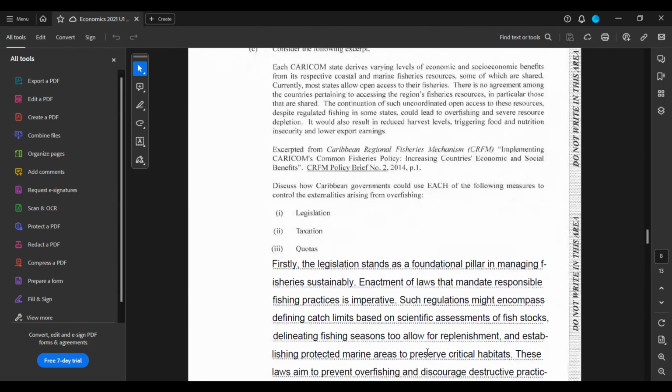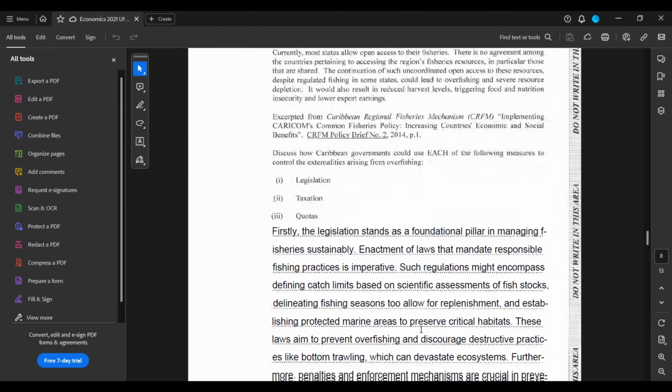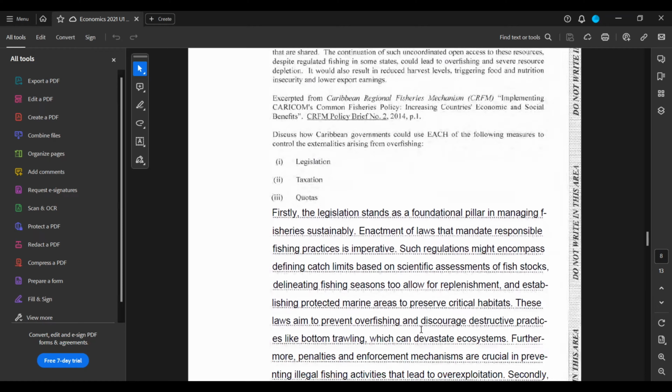Firstly, legislation stands as a fundamental pillar in managing fisheries sustainably. Enactment of laws that mandate responsible fishing practices is imperative. Such regulations might encompass defining catch limits based on scientific assessments of fish stocks, delineating fishing seasons to allow for replenishment, and establishing protected marine areas to preserve crucial habitats.